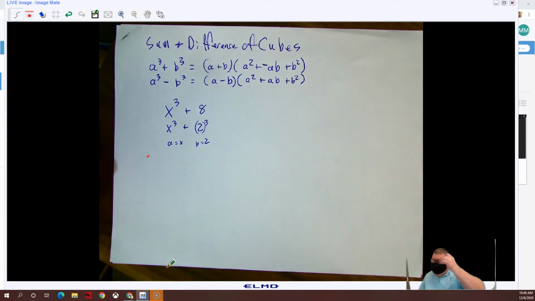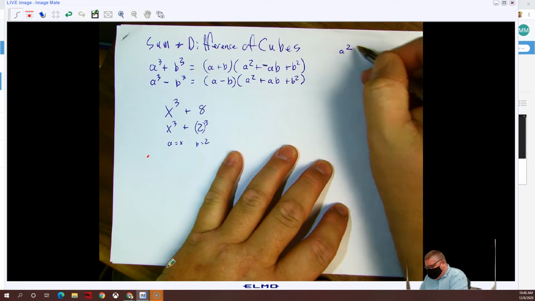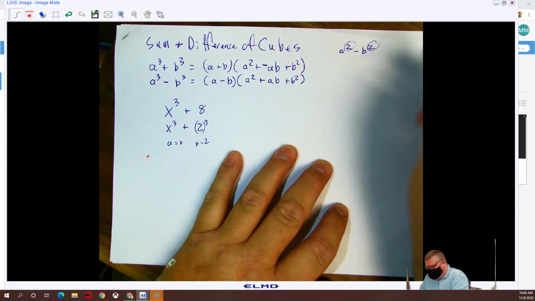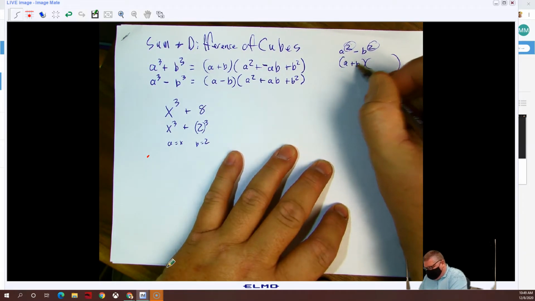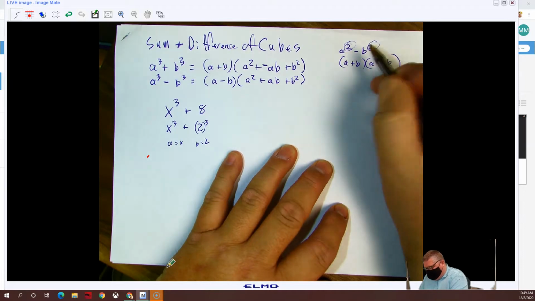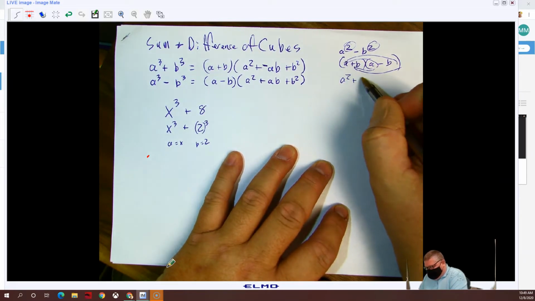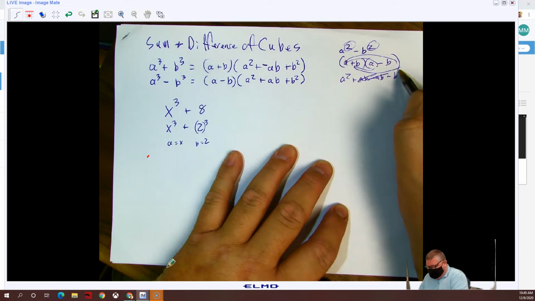Ladies and gentlemen, let's talk about the sum and the difference of cubes. Now, we have done things like a squared minus b squared, so we have squares. And in that case, we said, oh, that was a plus b, a minus b, because when I multiplied it out, we had a squared plus ab minus ab minus b squared, and the two middle terms crossed out.